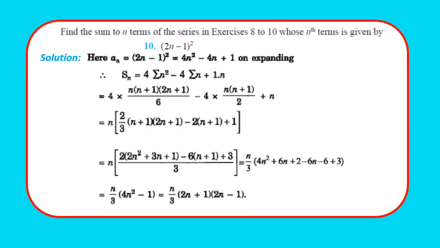So using the formula for sigma n square and sigma n, we get 4 into n (n plus 1)(2n plus 1) upon 6 minus 4 into n (n plus 1) upon 2 plus n. So taking n common, we get n into [2 upon 3 (n plus 1)(2n plus 1) minus 2 into (n plus 1) plus 1]. So on simplifying, we are getting n upon 3 (4n square minus 1), and factorizing, we will get our final answer as n upon 3 (2n plus 1)(2n minus 1). So pause and note down the solution.